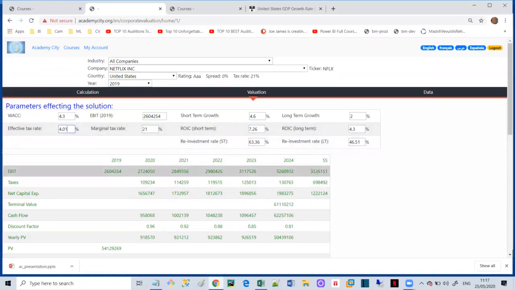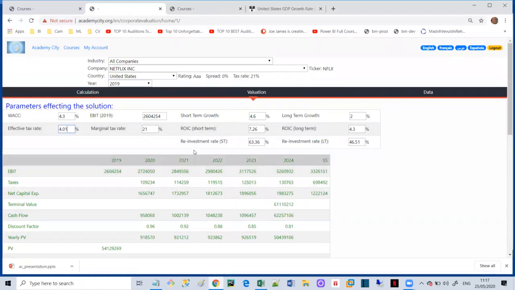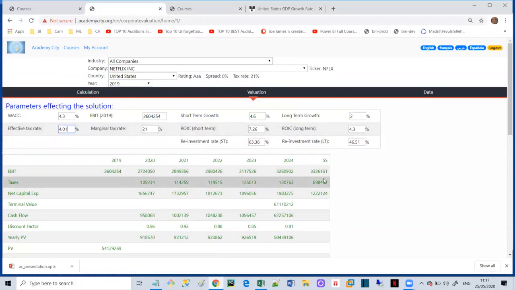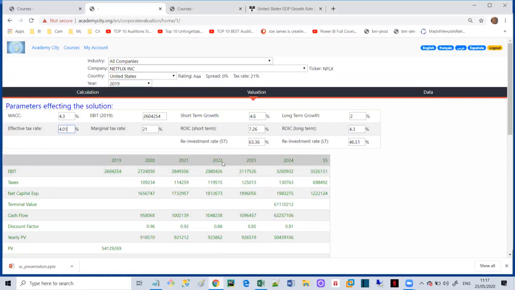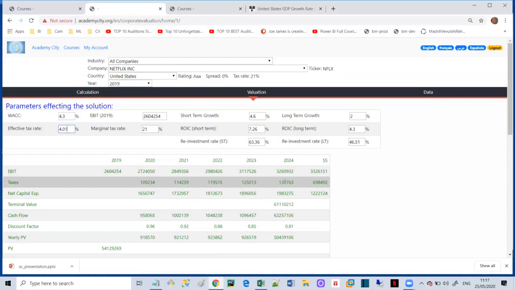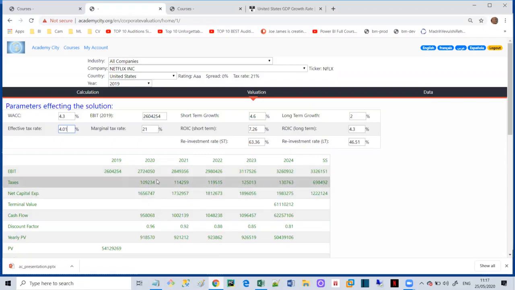When we do it for the steady state, we take the 21%. So this number is 21% of the EBIT of the steady state. On the other hand, this number is only 4% of the EBIT in 2024. Same thing for all the other years.